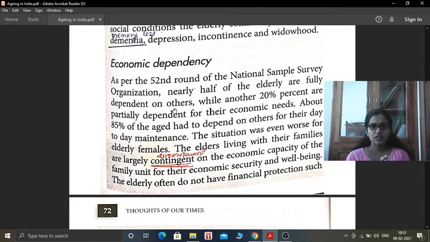50 percentage fully depending and 20 percentage is partially depending. So what is meant by fully dependence and partially dependence? Fully dependence means for the economic assistance they have to depend on others.